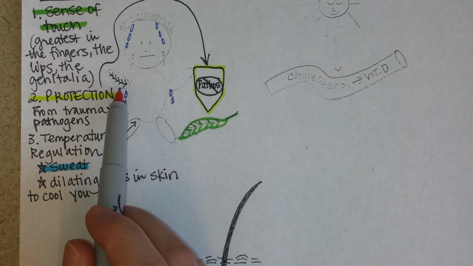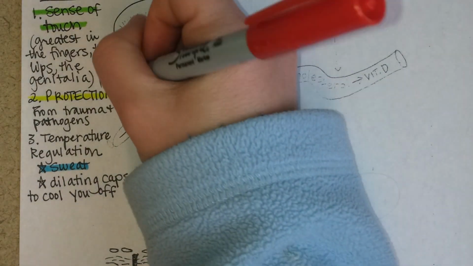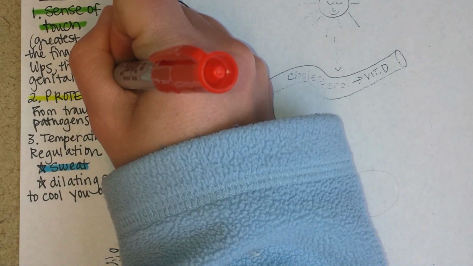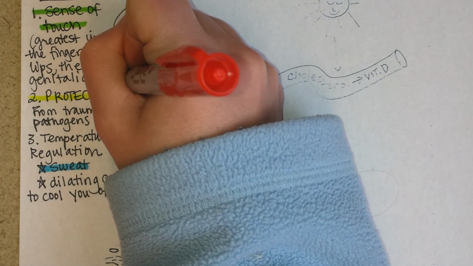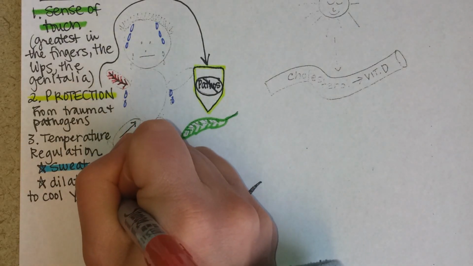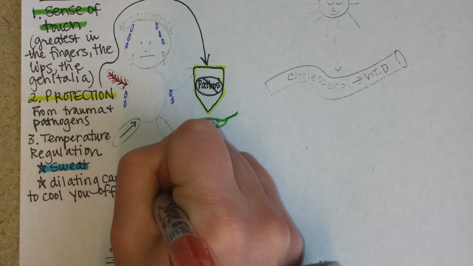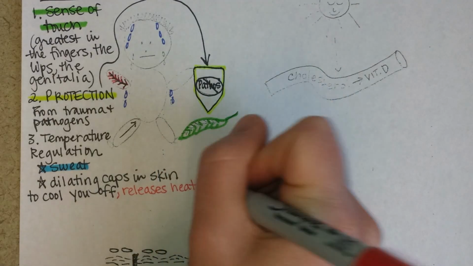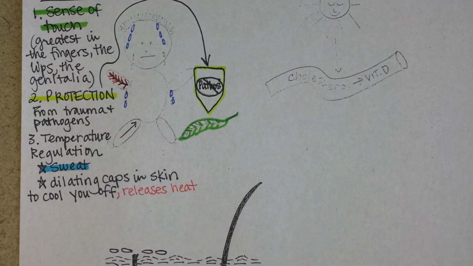So over here, these are meant to be little capillaries in the skin. And they're dilating, they're really opening up. This releases heat as the blood travels near the surface of the skin.